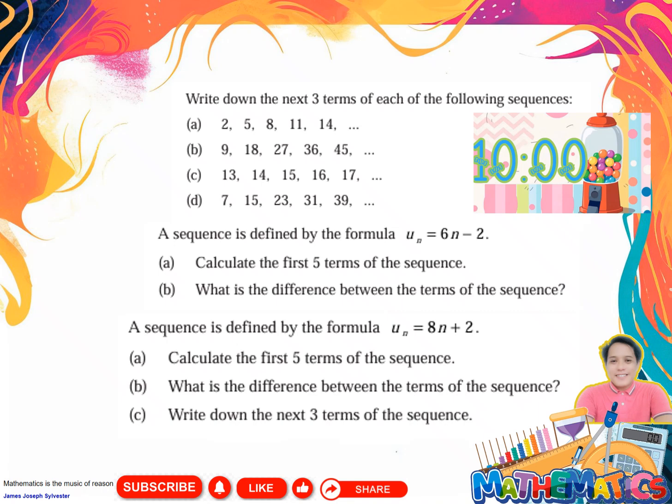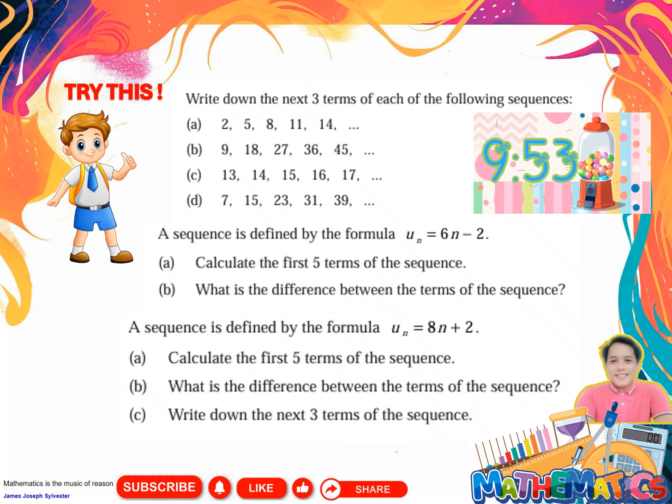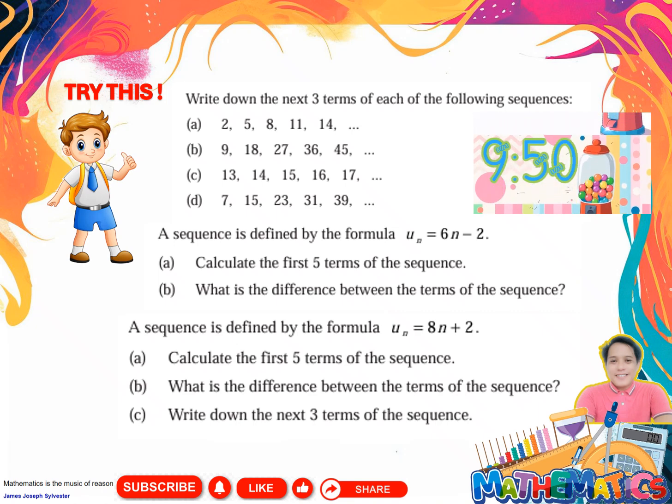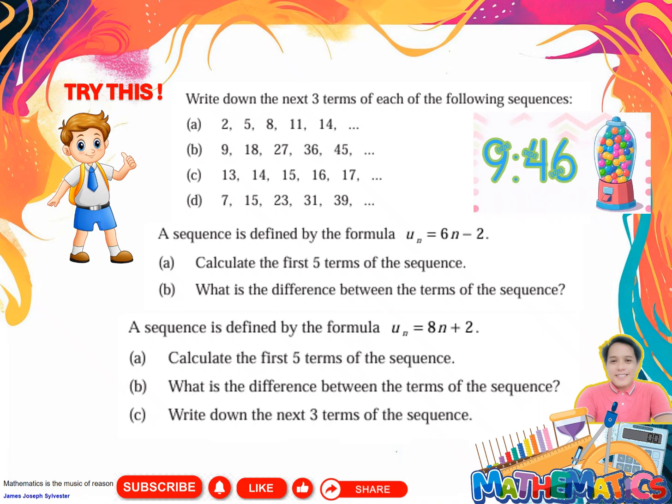Then we have our activity to try the given problem. For 10 minutes, they're going to do this activity. The first activity is write down the next three terms of each of the following sequences. Then also we have the formula for the sequences and defined by the formula using the sequences.